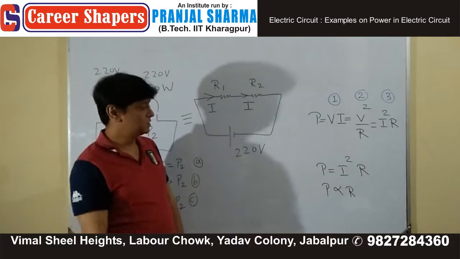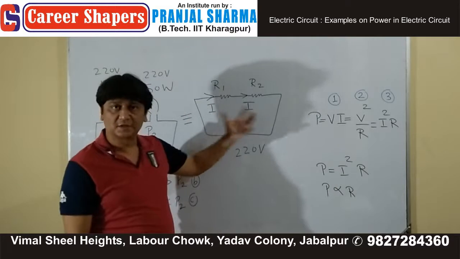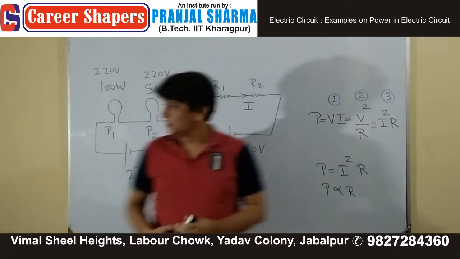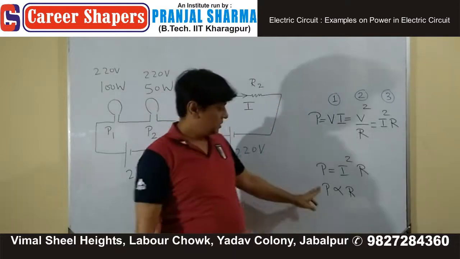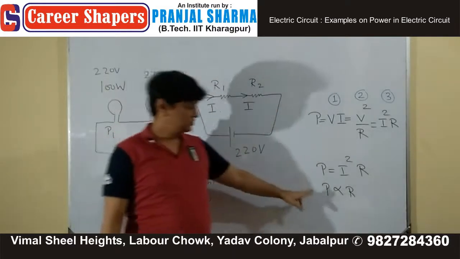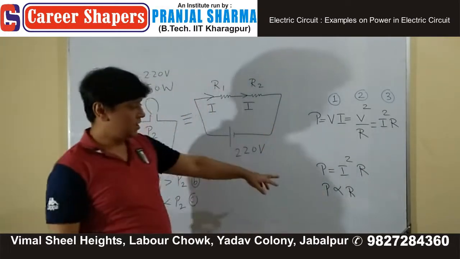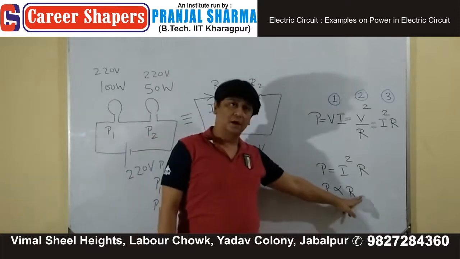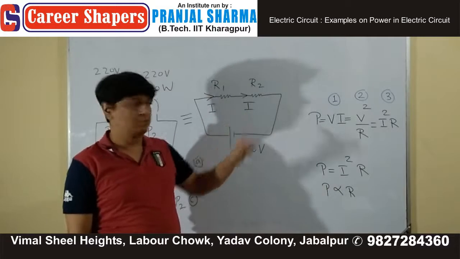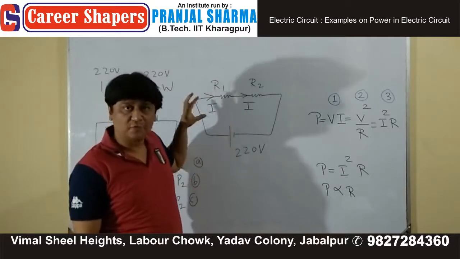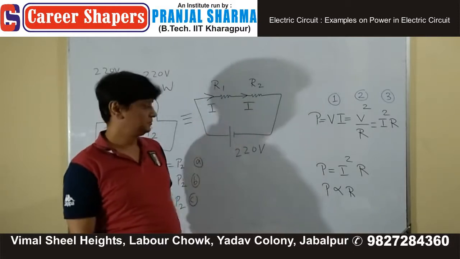Now, the moment you decide that P is proportional to R, the brightness, the actual power, these are standard values of power. They are in series. This formula gives you actual power. So the actual power depends on R for this combination. Not every time, but for this combination. Why? Because these two are in series and that makes current the same.